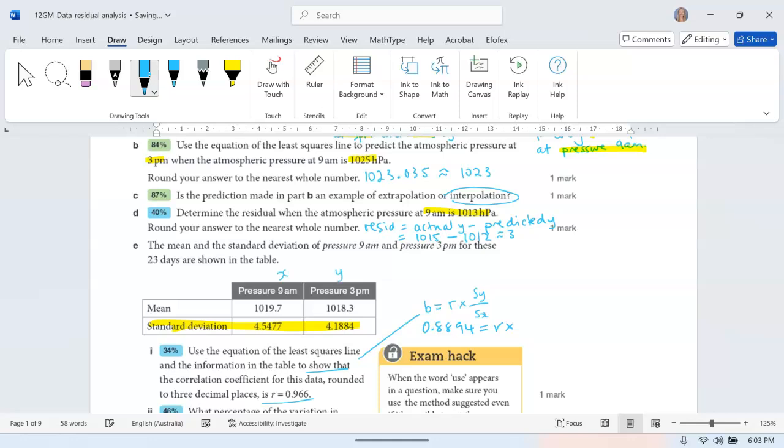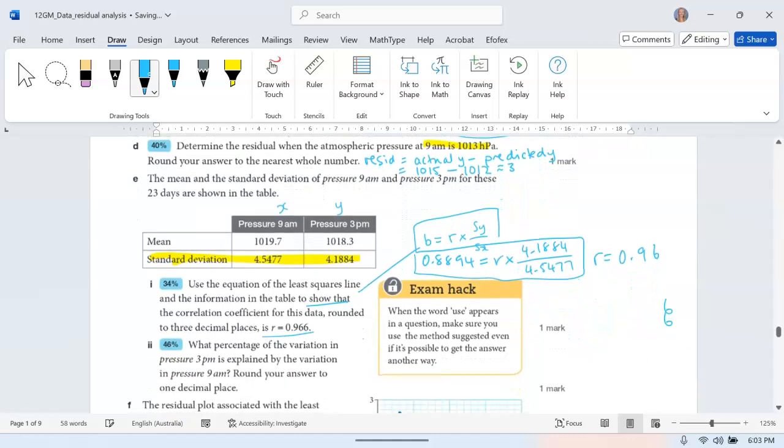All right, so we're going to have R times SY, which is 4.1884, over SX, which is 4.5477. You need to have all those values substituted. It is a show that question, so you need to show basically all that substitution. I would even put that formula in so you can see where it's come from. And then if you put solve on your calculator, you should get 0.966.